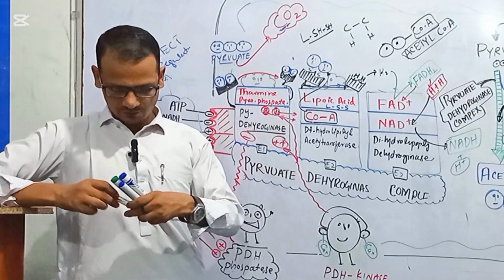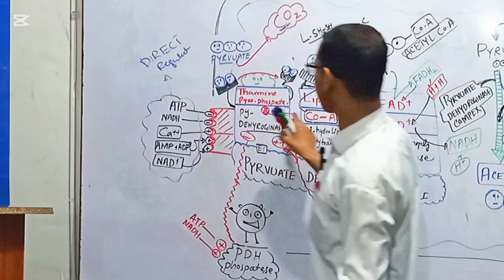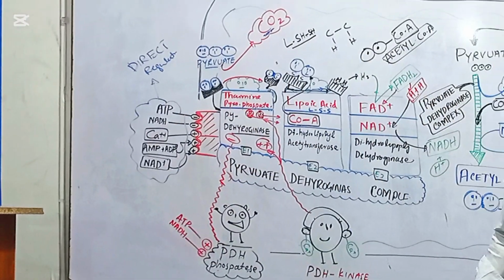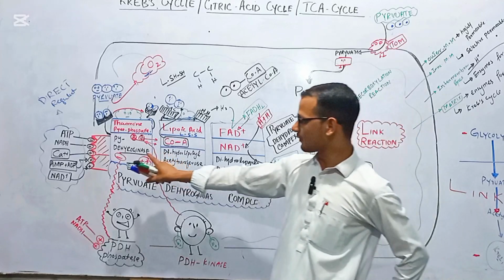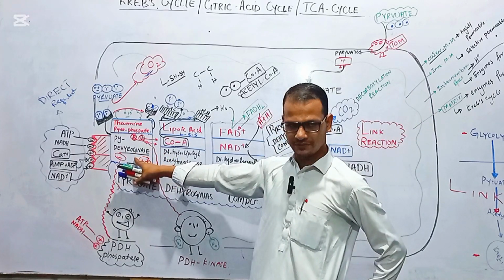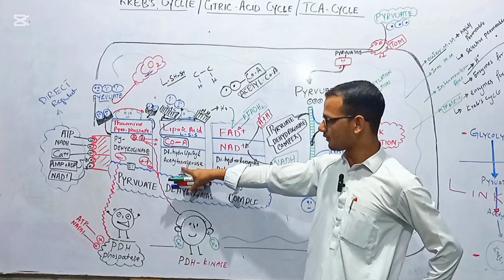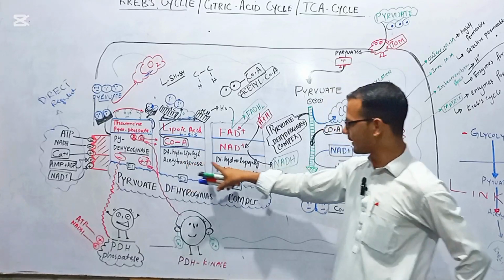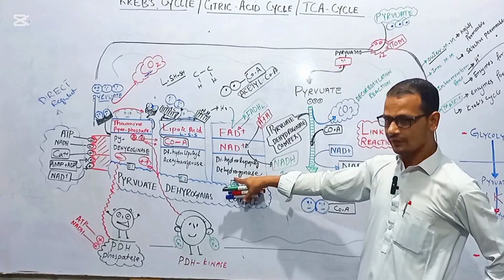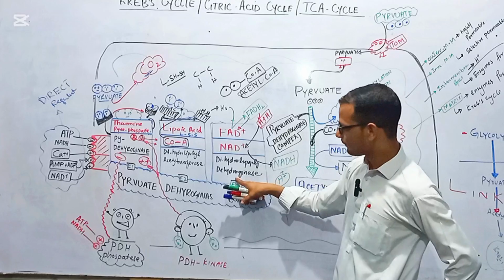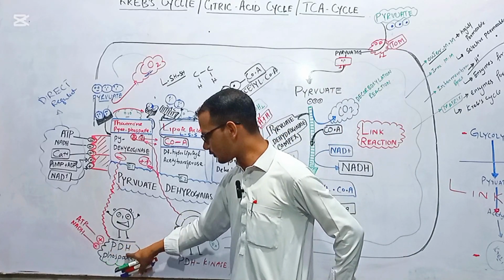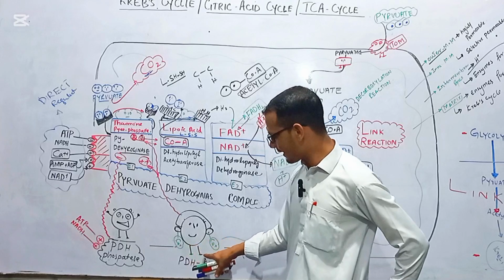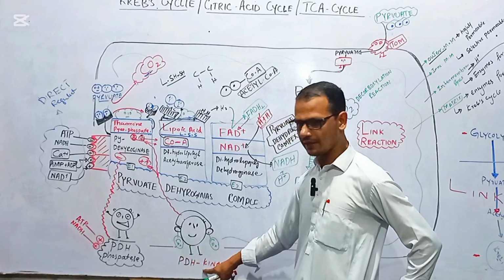Now, how many components are there in this pyruvate dehydrogenase enzyme complex? Five. There are 5 components. The first one is pyruvate dehydrogenase, the second is dihydrolipoyl acetyltransferase, the third is dihydrolipoyl dehydrogenase, the fourth is pyruvate dehydrogenase phosphatase, and the last one is pyruvate dehydrogenase kinase.